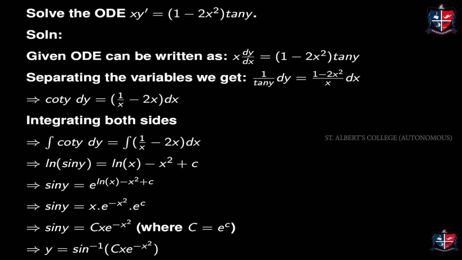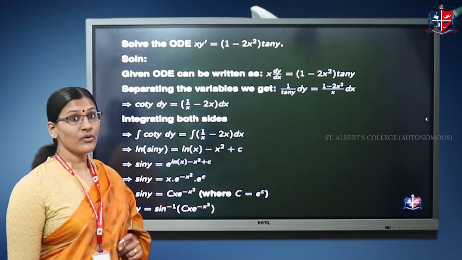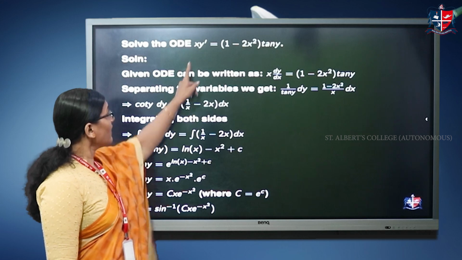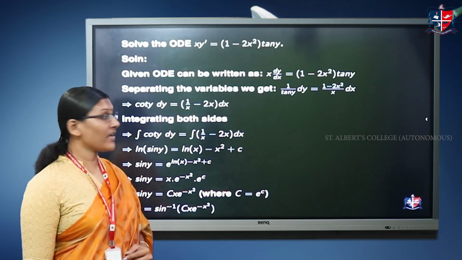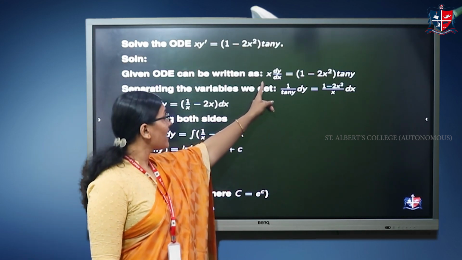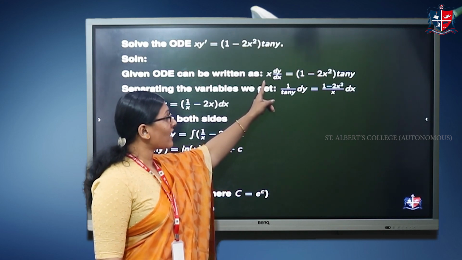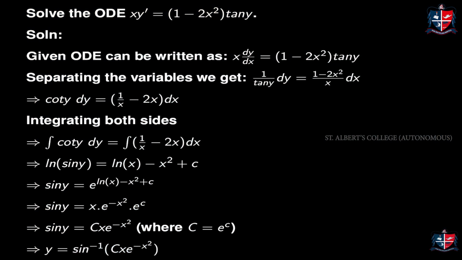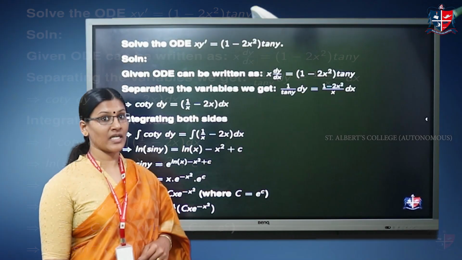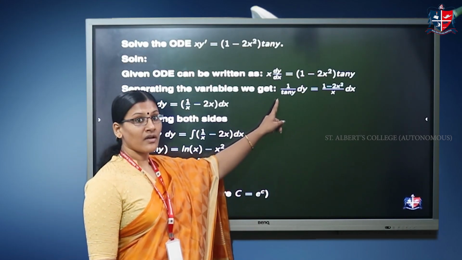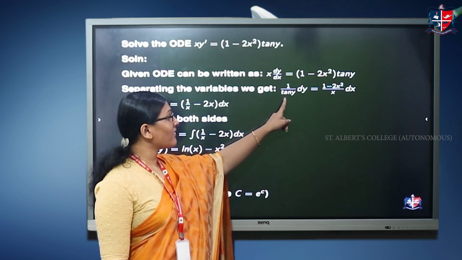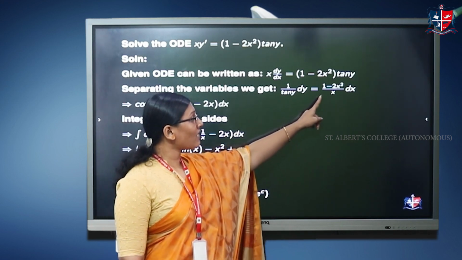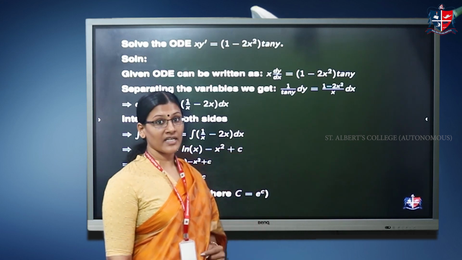The ordinary differential equation given is x y dash equal to 1 minus 2x square into tan y. First of all, we will write y dash as dy by dx and we will get x into dy by dx equal to 1 minus 2x square into tan y. Now we will separate the variables, that is, we will bring all the y terms to one side of the equal sign and all the x terms to the other side. Bringing all the y terms to the left hand side, we get 1 by tan y dy equal to (1 minus 2x square) by x dx.